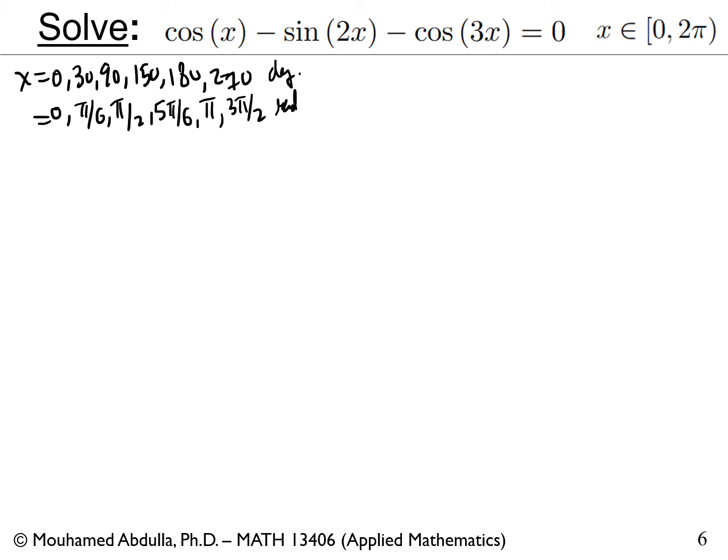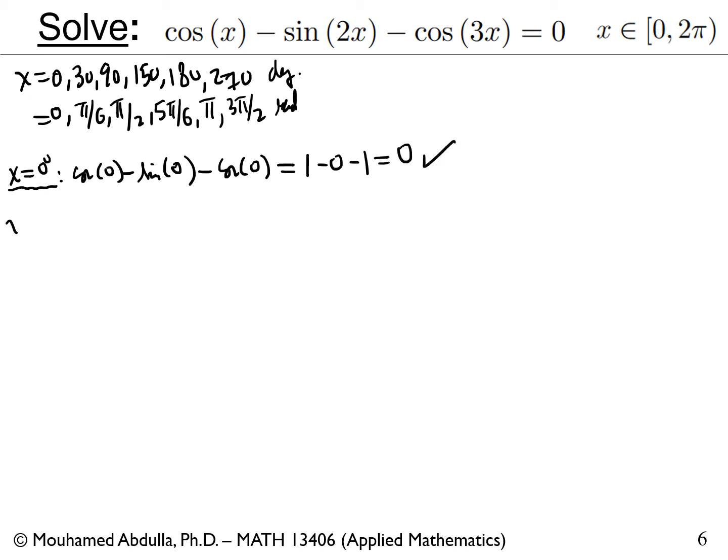So now we could verify this result. Let's just do it here. So if I have x equals 0 degrees, well, what happens? So we'll have cosine of 0 minus sine of 2 times 0, which is just 0 degrees, minus cosine of also 3 times 0, which is 0. Cosine of 0 is simply 1, sine of 0 is 0, and then cosine of 0 is also 1. And if you notice, this is really 0. So that's good.